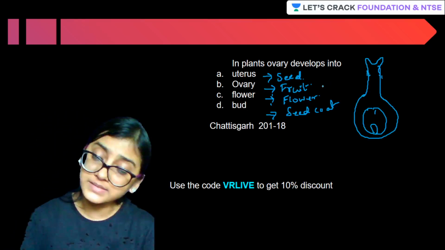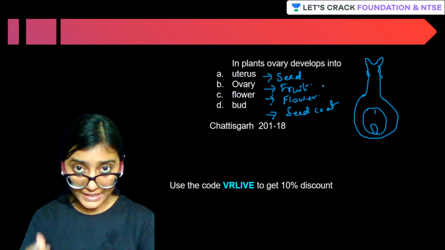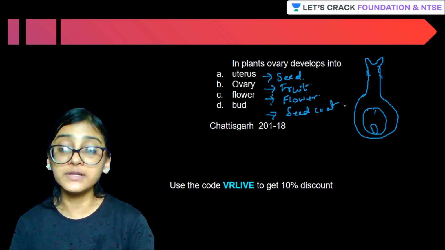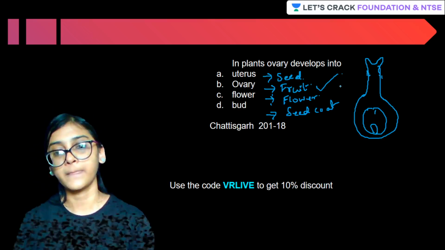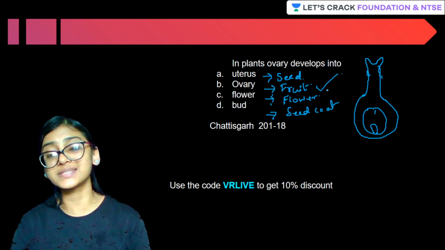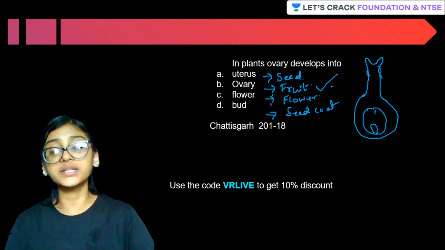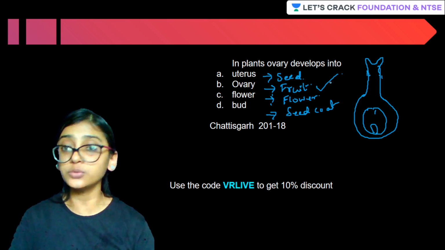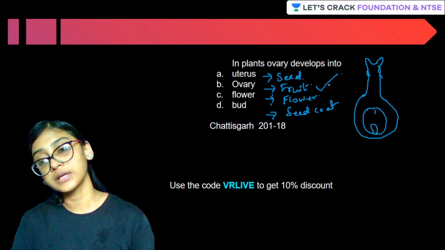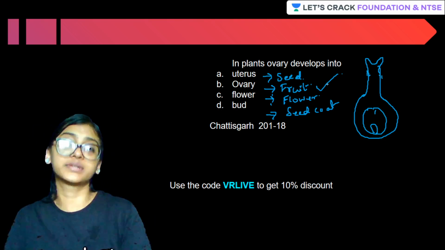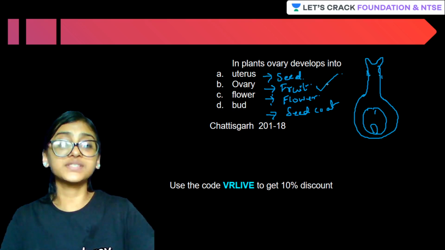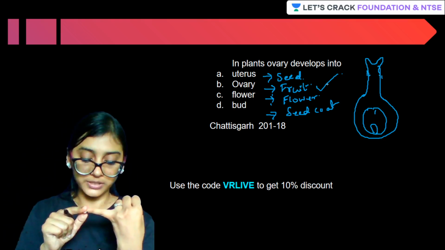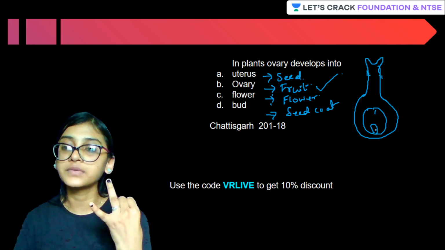Always and always, the seed develops from the ovule. Ovule will be converted into seed. Ovary will be converted into fruit, right? And then integuments will be converted into seed coat, primary endosperm is going to develop into endosperm, and the zygote is going to develop into embryo. I repeat once again, zygote develops into embryo, right?